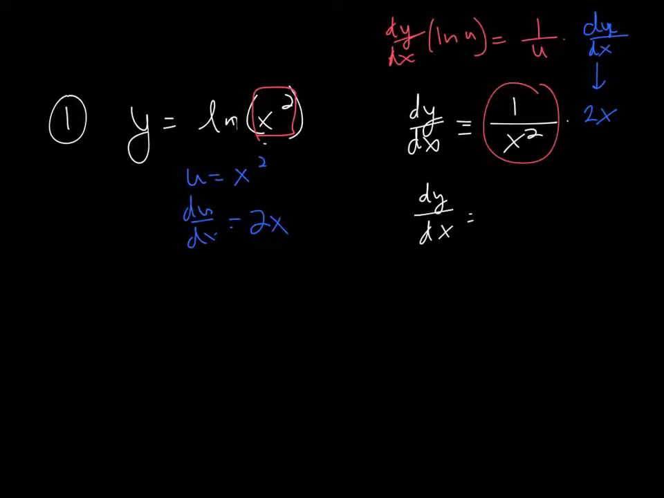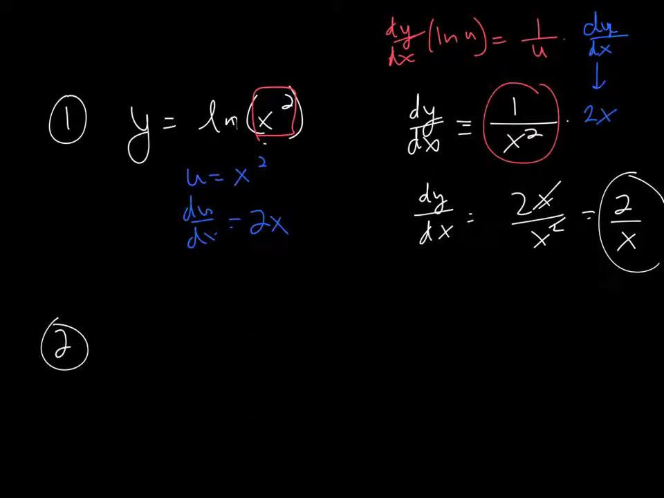I've established I have 1 over x squared times 2x, which is 2x over x squared. And I can, of course, cancel the x and the squared, giving me 2 over x. Okay, so that's what it's going to look like. Let's do a few more examples.